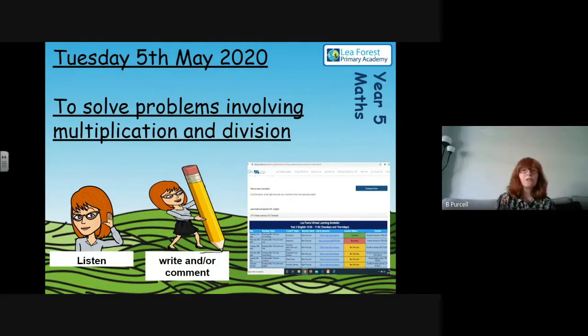Today's lesson, we are going to solve problems involving multiplication and division. Now, this is our third week. The last 2 weeks, we have been learning the mechanics, the structure, the setting out of calculations involving multiplication and division. But maths isn't always as straightforward as just having a calculation and you carrying it out.